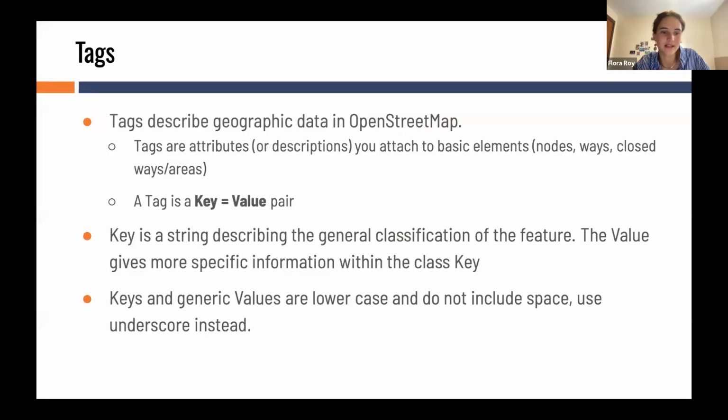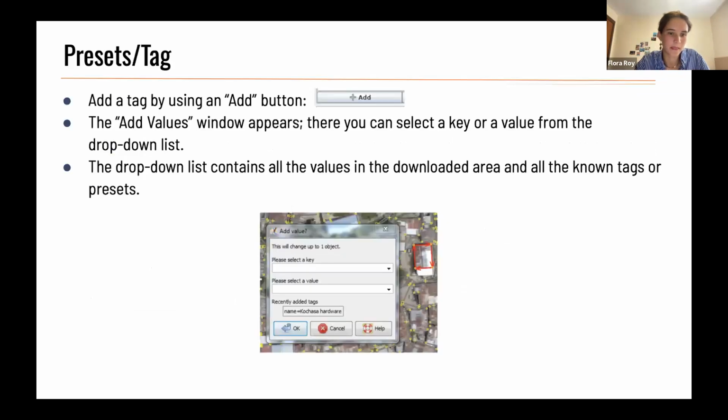Thank you. So tags are what we use to describe what we map in OpenStreetMap. They're a pairing of a key and a value. A key is a more general classification of the feature. So like I said earlier, that will be something like key equals highway or key equals landuse. And then the value is the more specific term within the key. So that could be a residential highway or residential land use, things like that. They're lowercase and they don't include spaces. They will use an underscore instead to denote a space. Next slide, please.